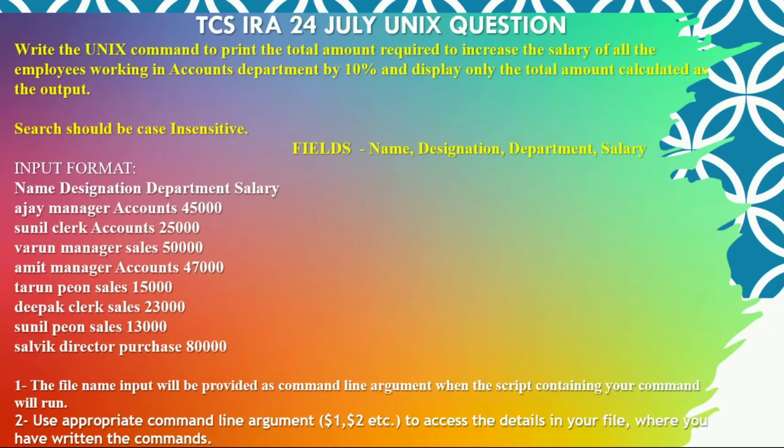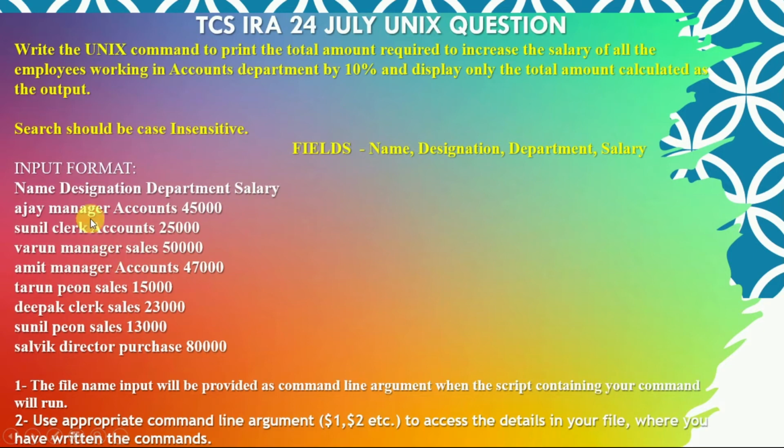Okay. So the question says, write the Unix command to print the total amount required to increase the salary of all the employees working in accounts department by 10% and display only the total amount calculated as the output. So the situation is we want to increase the salary of all the employees working in accounts department by 10%, and we only need to display the total amount calculated as output. And searching should be case insensitive, and given fields are name, designation, department and salary.